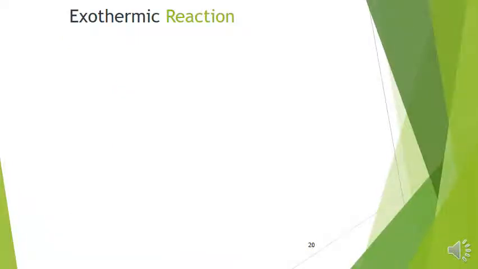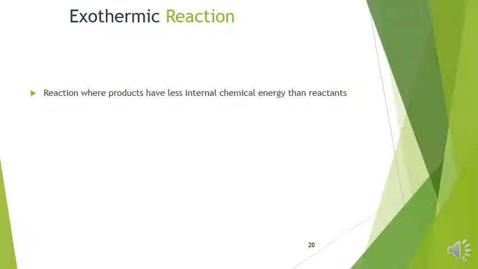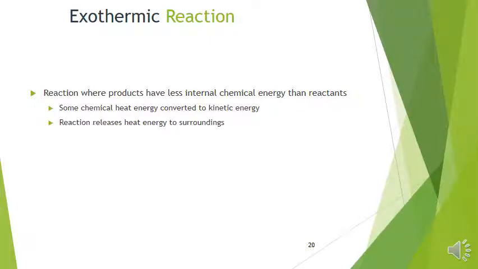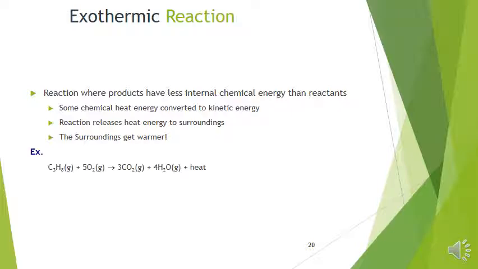Okay, exothermic reactions are where products have less internal chemical energy than the reactants. Some chemical heat energy is converted into kinetic energy. The reaction releases heat energy into the surroundings. We're going to show that, and everything gets warmer, and you'll see that. So our example is you take our reactants, turn them into our products, and it gives off heat. This heats our surroundings.